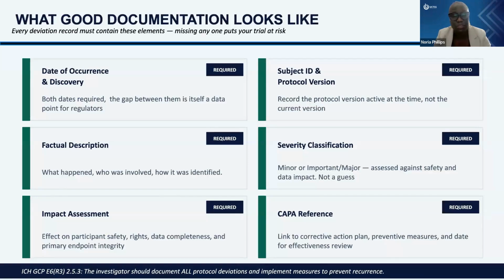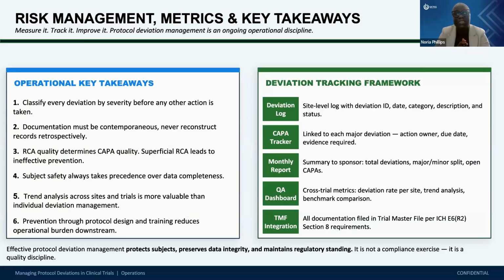Okay, what good documentation looks like. I'm not going to belabor this. I'm sure most of us are professionals. We will send this slide out as well, and the recording will be sent out. But I want to talk quickly about subject ID and protocol version. It's really important. Severity classification is really, really important. Are you classifying these protocol deviations correctly? Because if they are not being classified or categorized in the right category, then that's another set of problems entirely. And then the date of occurrence and discovery, highly important. Everything there is important. I just wanted to mention that quickly. And then risk management metrics, and then of course key takeaways.